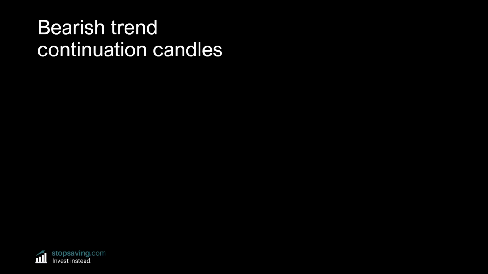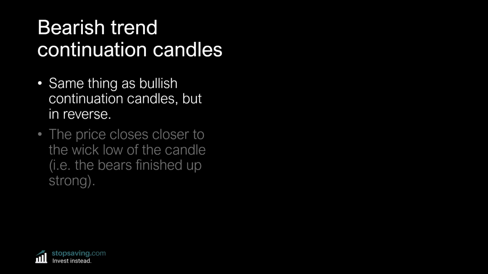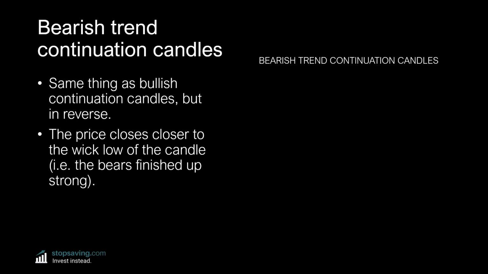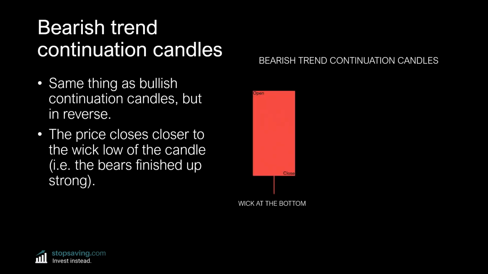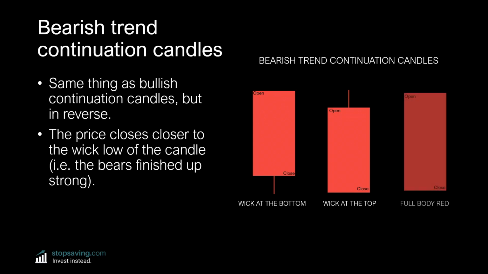We can explain bearish continuation candles in the same way as bullish ones, but in reverse. In this case, the price closes closer to the wick low of the candle, meaning the sellers were in charge at the end of the period. And here are 3 examples of bearish continuation candles in action. First, a wick at the bottom, meaning the price closes close to the low of the period. Second, a wick at the top, meaning the price went higher during the trading period, but still finished up in the red. And third, a full-bodied red candle with no wicks on either side.